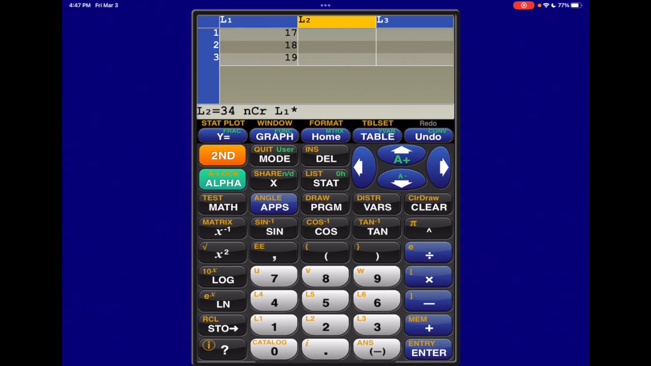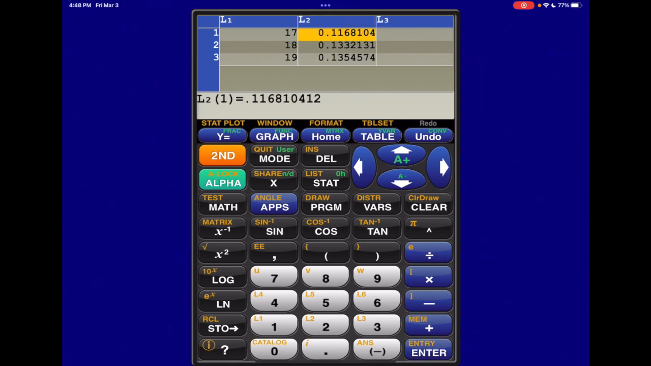And then times p, 0.547, raised to the x, but the x's are in L1, so again, second L1, and then times q, 0.453, raised to the n minus x. So because there's a calculation in my exponent, I need parentheses around my exponent. So n minus x, I'm going to do open parentheses, then n, then subtract the x values, which are in L1, and then close those parentheses. So I end up with 34 choose L1, which is 34 choose x, p to the L1, which is p to the x, times q to the 34 minus L1, which is q to the n minus x.